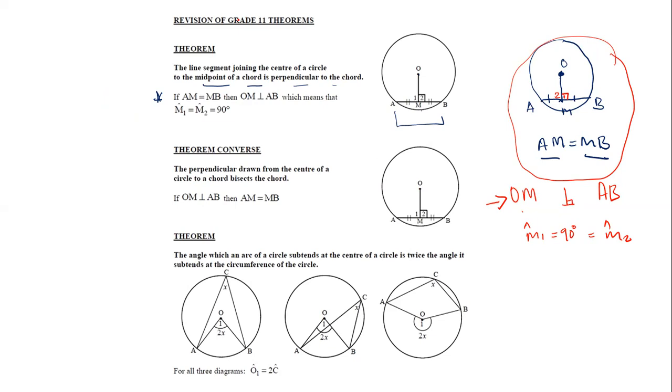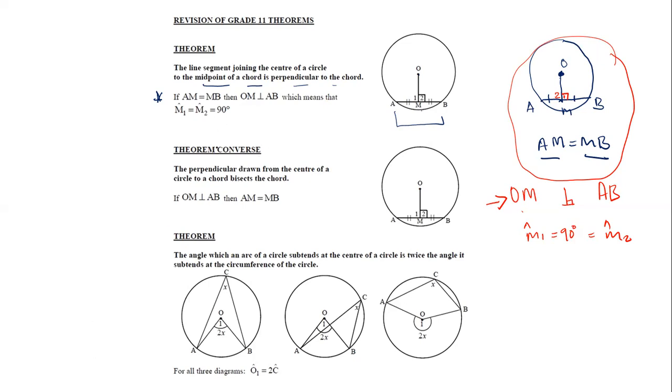Now, each and every theorem has a converse. But what is the converse? The converse is the reverse of the theorem. You are given AM is equal to MB, then OM is perpendicular to AB. But if you are given that OM is perpendicular, let me write it here so that it can make sense to you.